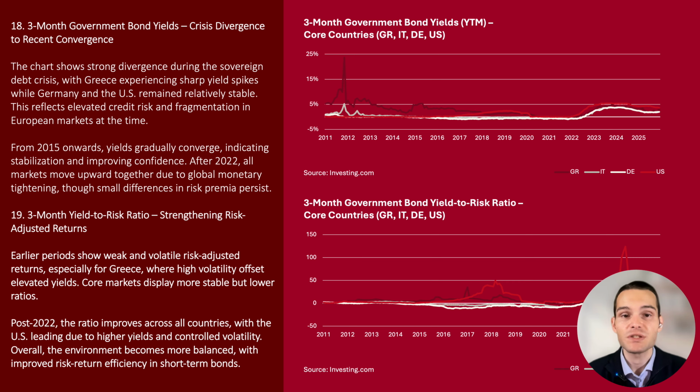After 2022, all countries moved higher together as central banks raised interest rates in response to inflation pressures, although Greece continued to trade with a modest risk premium. The lower chart shows that risk-adjusted performance also became more stable in recent years as volatility declined across markets.